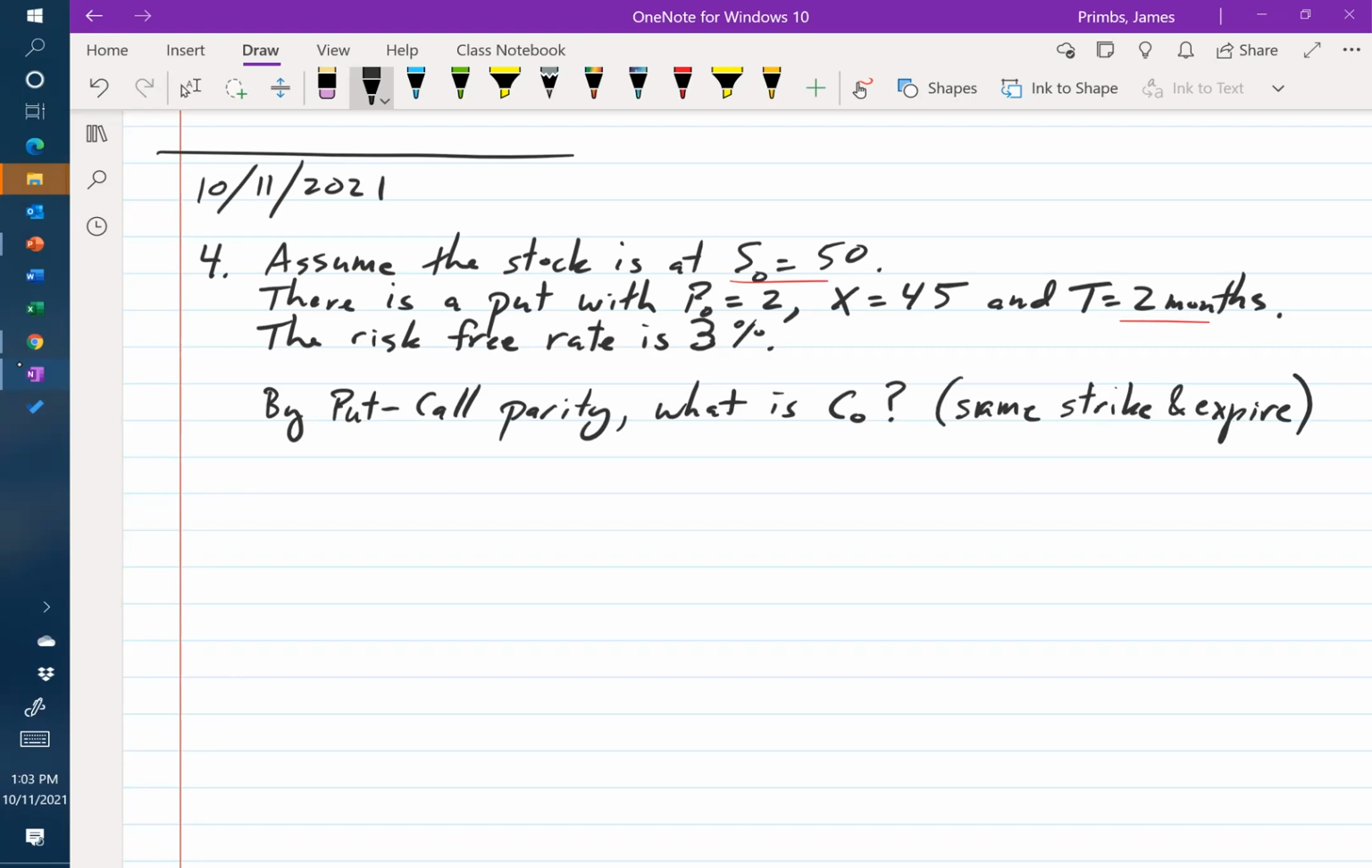So first I'm going to let you try to work on this. Do you have your notes? Do you remember put call parity? First, see if you can calculate what would be, according to put call parity, the fair price of the call. Actually, I will write the formula right down below. Put call parity. Does anybody remember what it is?